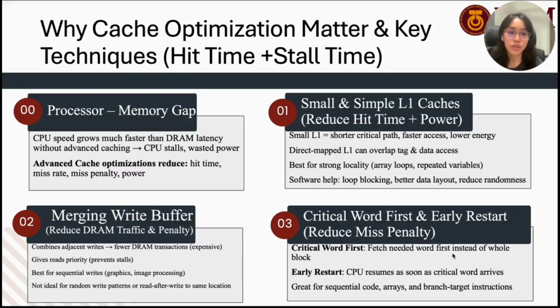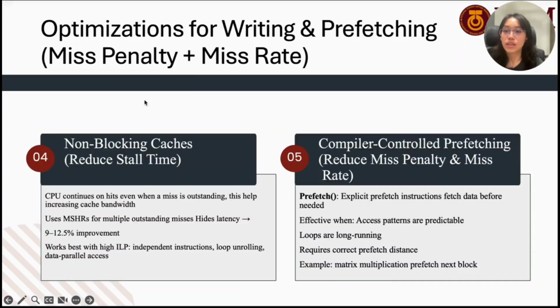Third, critical word first. Fetch the required word first, not the whole block. For example, the CPU will resume as soon as the critical word arrives. It helps to reduce the miss penalty, even though the actual memory doesn't change. Next, both of these have higher complexity and cost.